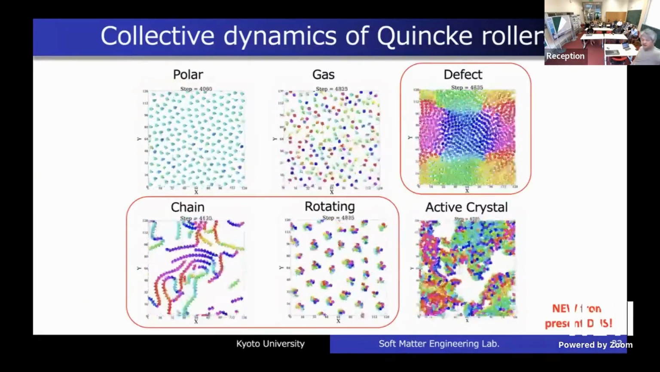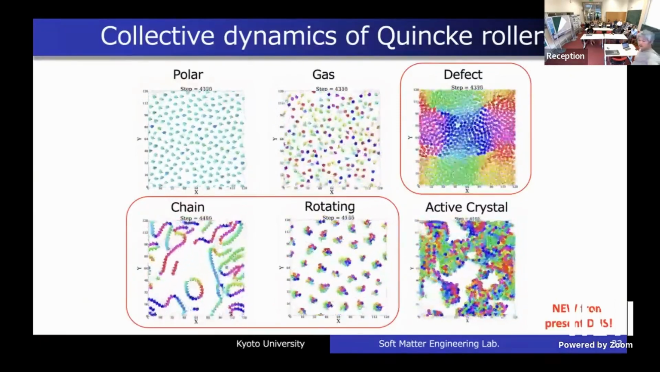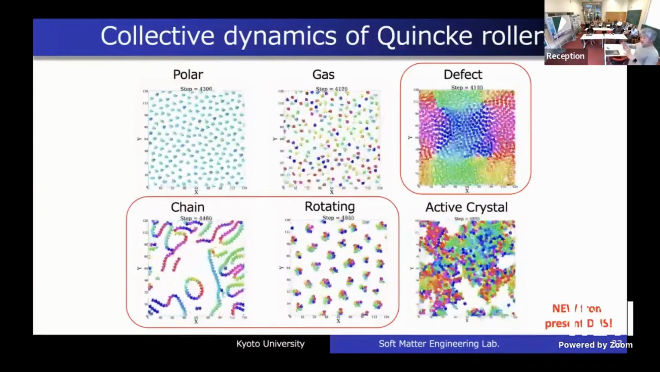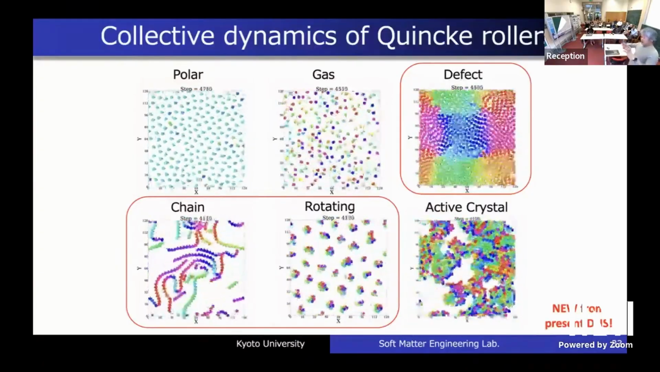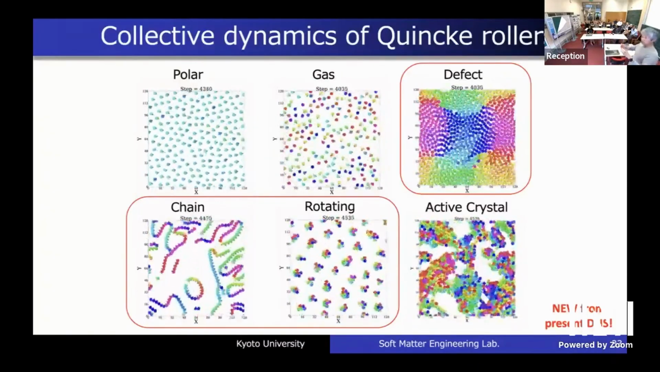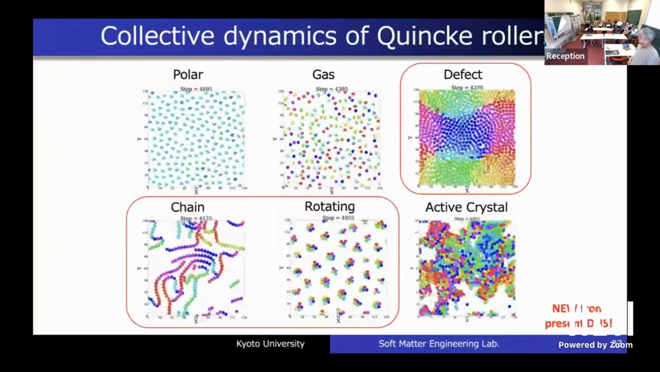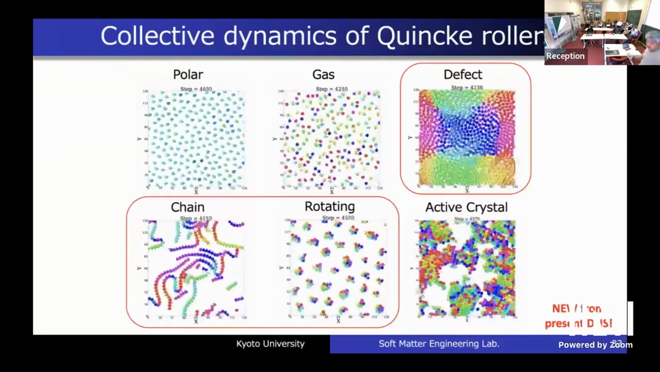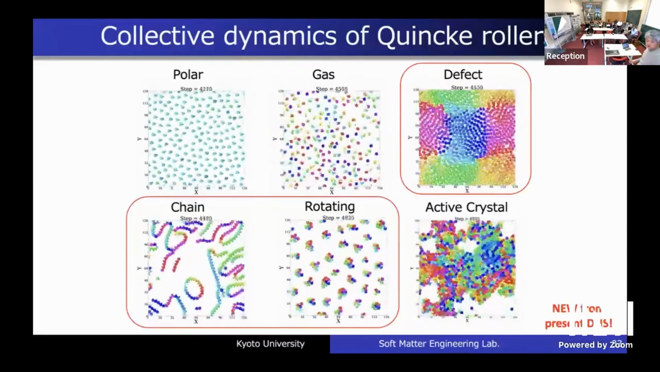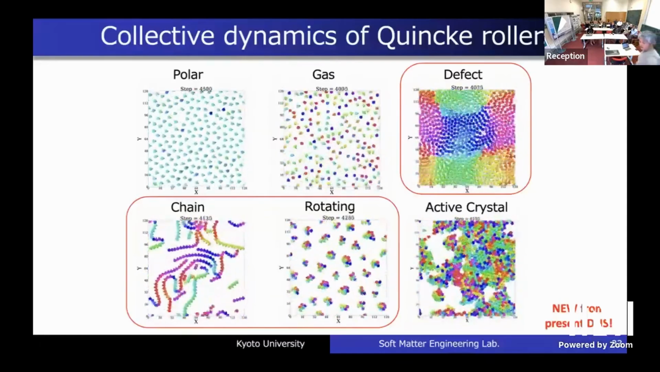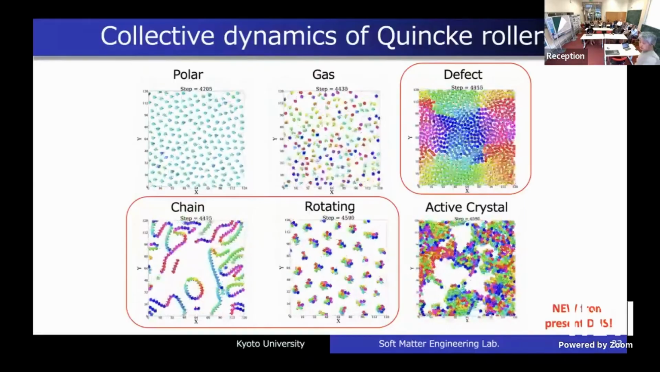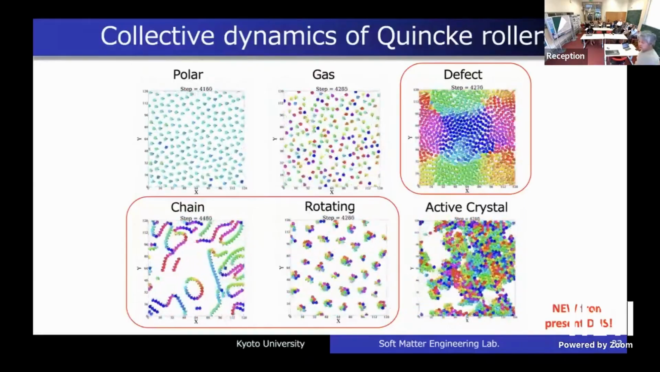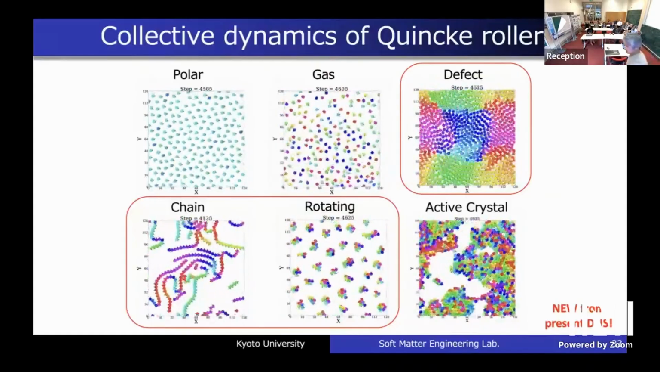In the polar state, everything is rotating in the same direction. The gas state is something like a gas. In the vortex state, there is a domain in which particles are moving coherently, but with a finite size. The chain is quite interesting. No one has yet obtained something like this from computer simulation. The rotating state, I think we are the first to succeed in reproducing from computer simulation.